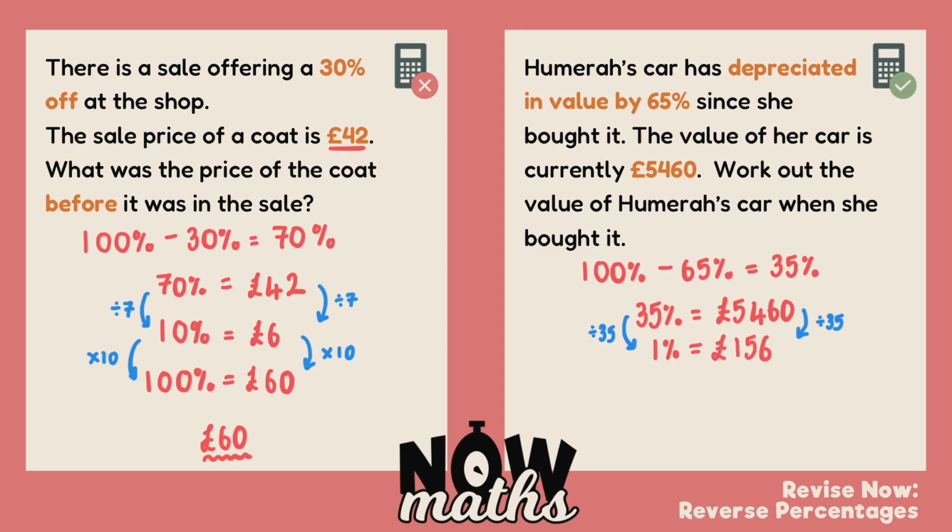Then if we know 1% and we want to know 100%, we are going to have to multiply 1% by 100 to give us 100%. So then multiplying the price by 100, £156 multiplied by 100 is £15,600. So the original price of the car was £15,600.